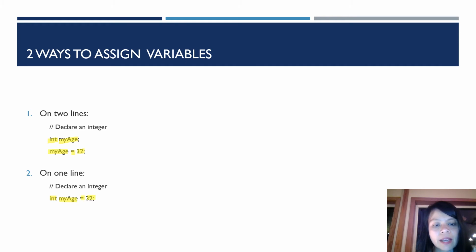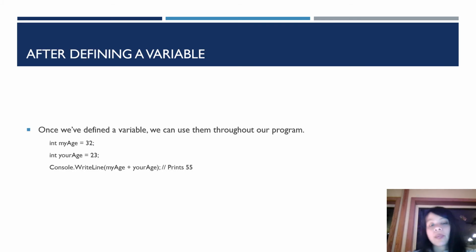And don't forget, I kind of skipped over that, but I need to draw your attention to one thing, which is the very important semicolon here, okay? There we go, don't forget that. Anyway, once we have defined a variable, we can then use them throughout our program, right? So here you have my age defined as 32, your age defined as 23, and then we can print my age plus your age, and that's going to print 55.